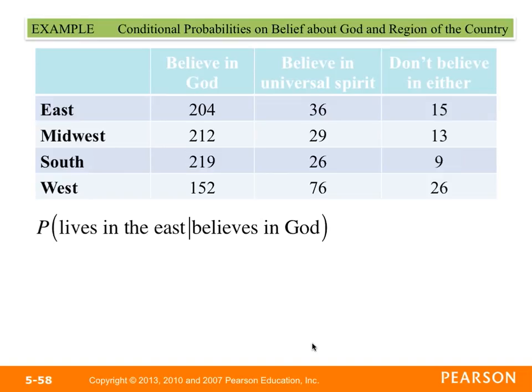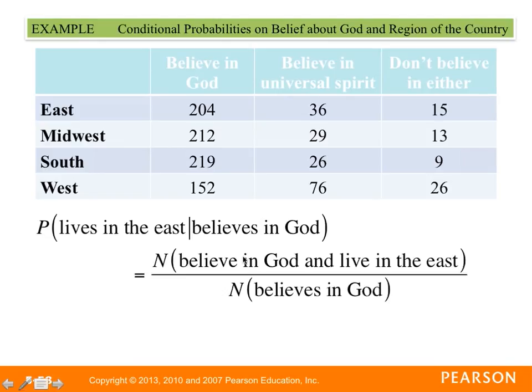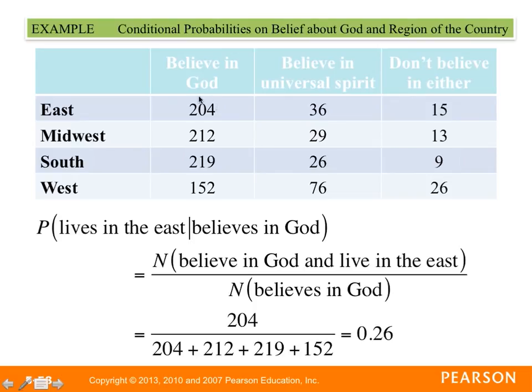So now let's do the probability that they live in the East, given that they believe in God. So that means that we want the number of people who, again, believe in God and live in the East, but this time we're just looking at the people who actually believe in God. So we take our 204 again, and then we divide it by the total number of people who believe in God, which is going to be the 204, the 212, and so on. And we get 0.26. So that means that out of this group of people, if we know that we've chosen someone who believes in God, there's about a 26% chance that they live in the East.